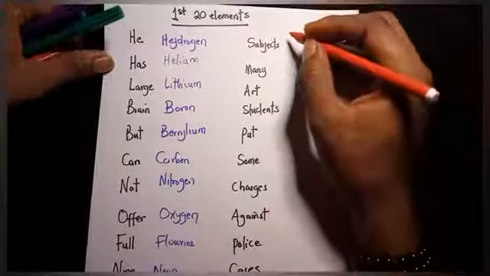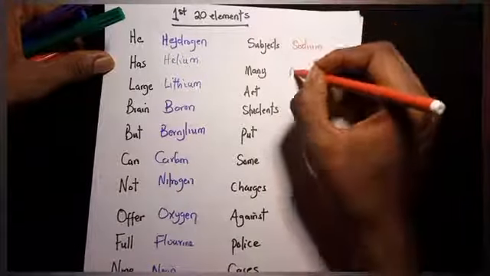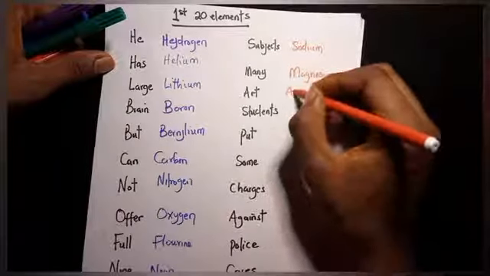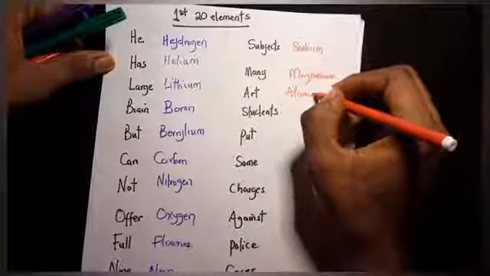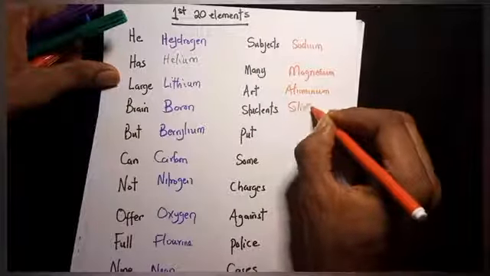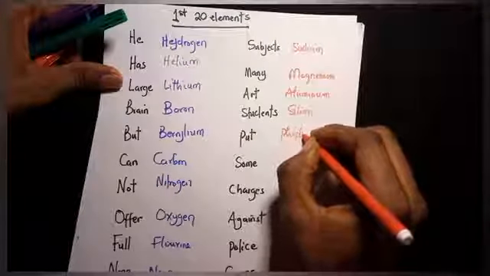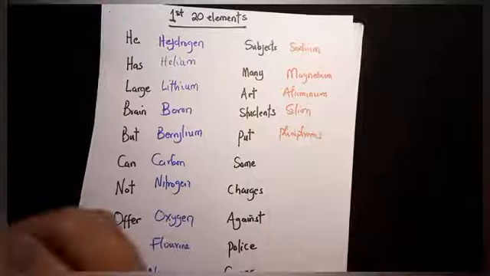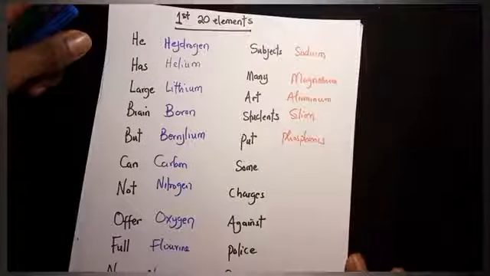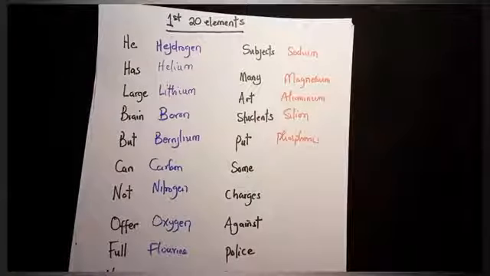Now, subjects: sodium, many: magnesium, art: aluminium, student: silicon, put: phosphorus. And we have the first 15. So subjects, many art students put become sodium, magnesium, aluminium, silicon, and phosphorus.